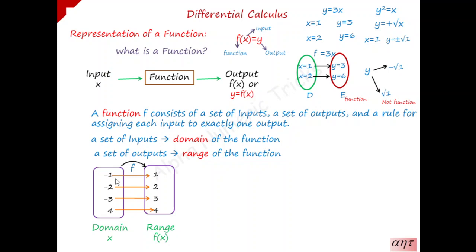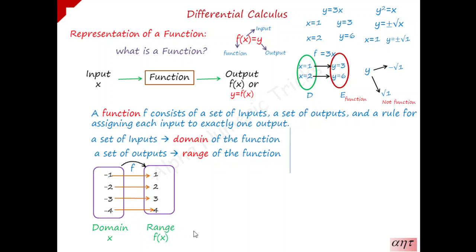Here this is the x and this is y or f of x, you can see that. So when you are applying f, the rule here is modulus of x. So modulus of 1 is 1, modulus of 2 is 2, modulus of 3 is 3 and modulus of 4 is 4. Here each input is assigned to exactly one output. That's why it is called a function. The domain here is -1, -2, -3 and -4, and the range here is 1, 2, 3 and 4. Okay, this is the mapping example of the function.